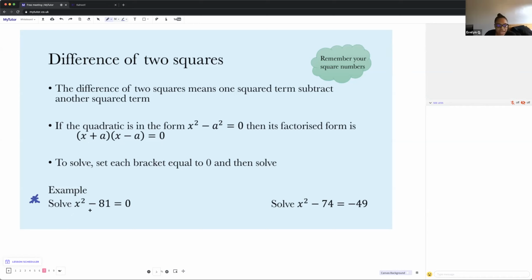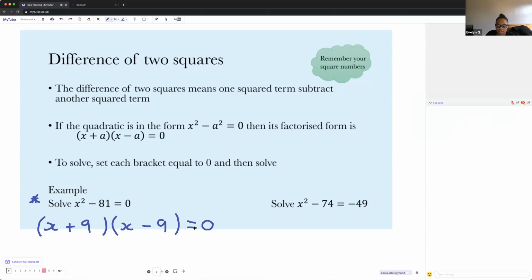So I've got x squared minus 81 equals 0. First of all, it's equal to 0. The second thing is I have to check, are both my terms a square number? Well, x squared is square because it's x squared. And 81 is a square number. It's the same as 9 squared. So since 81 is a square number, I can split it into two brackets, and I'm going to put the square root of 81 into my brackets. So I'm going to have x plus 9 and x minus 9, because 9 times 9 gives me 81. So these are going to be my brackets.